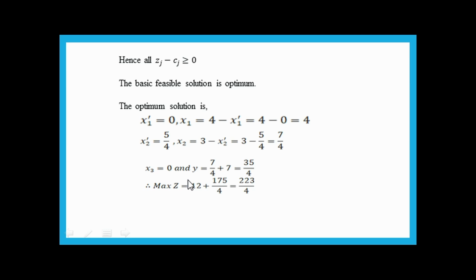We make the substitution y equals x2 minus 7. So y equals x2 value, 7 by 4, plus 7, equals 35 by 4. So we have maximize z equal to 12 plus 175 by 4 equals 223 by 4, which is the optimum solution of this problem by using the bounded variable algorithm.